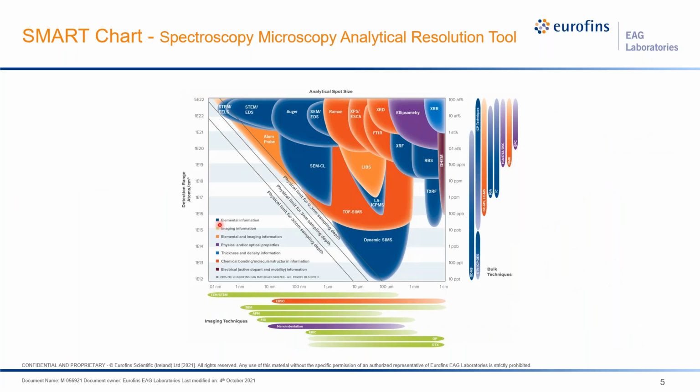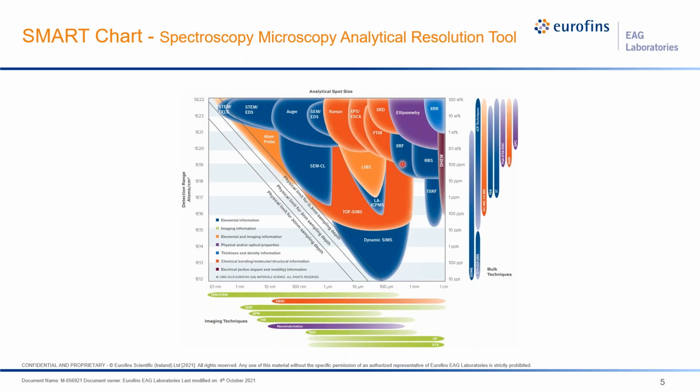So let's take a look at this. The SMART chart is an acronym for Spectroscopy, Microscopy, Analytical Resolution Tool, SMART, and it shows the techniques we have available at EAG plotted to show their different attributes related to spot size down here and detection limits, either here in atoms per centimeter cubed or atomic percent on the right. And so within the box, you can select your technique based on the detection limit you need and the size of your area of interest.